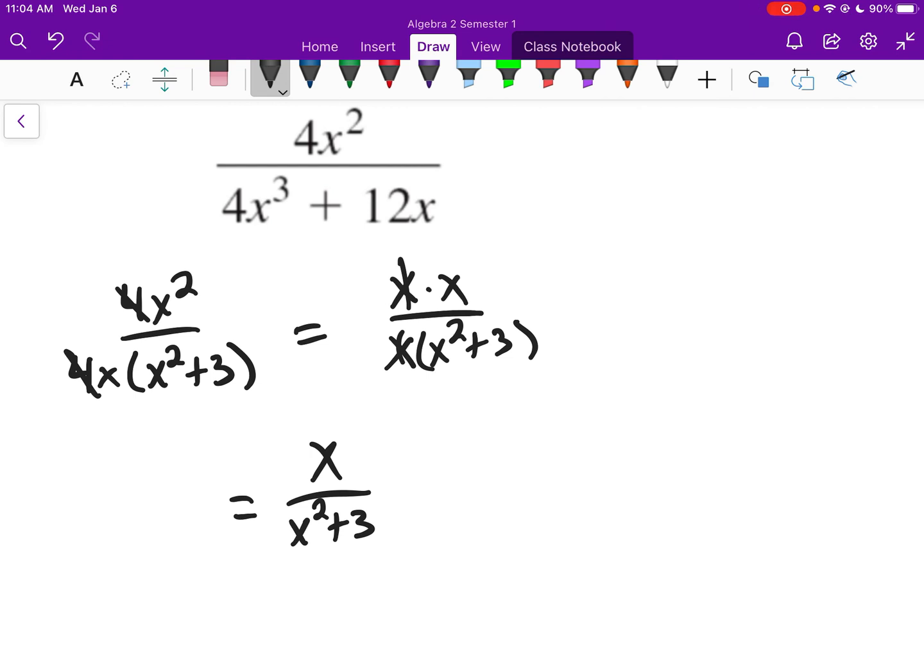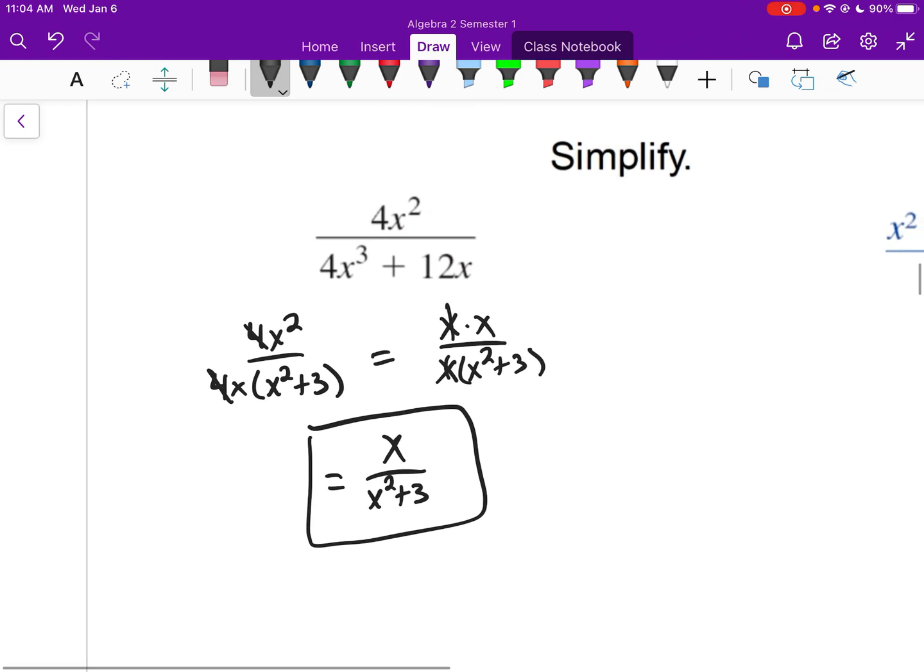Now, a common mistake a lot of people make is that they'll cancel out those x squared terms. But again, due to that being addition, that will not simplify. It has to be in terms of multiplying. So our answer will be x over x squared plus 3.